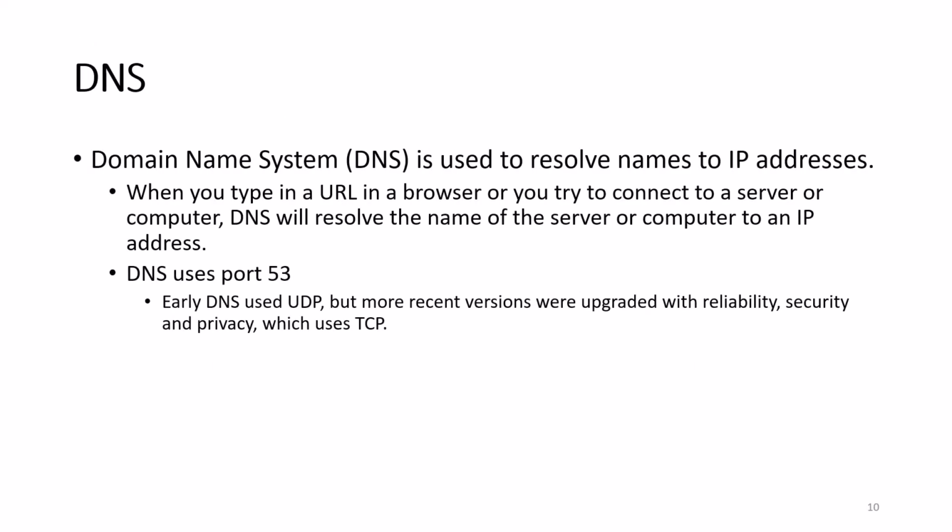Domain Name System, or DNS, is used to resolve names to IP addresses. When you type in a URL in a browser or you try to connect to a server or computer, DNS will resolve the name of the server or computer to an IP address. DNS uses port 53. Early DNS uses UDP, but more recent versions were upgraded with reliability, security, and privacy, which uses TCP.